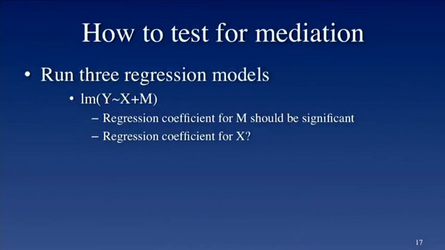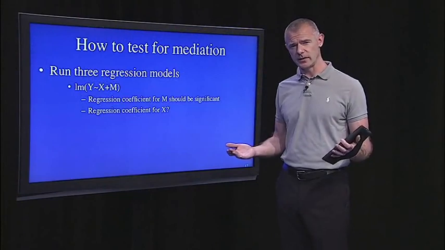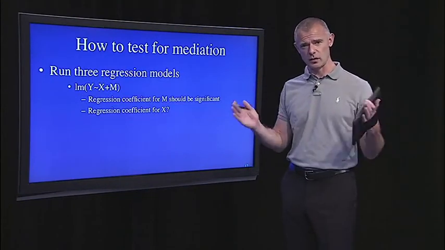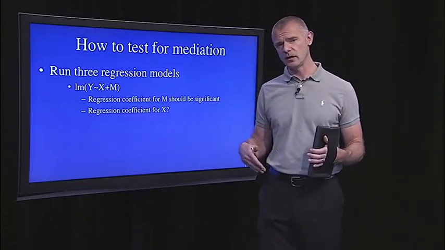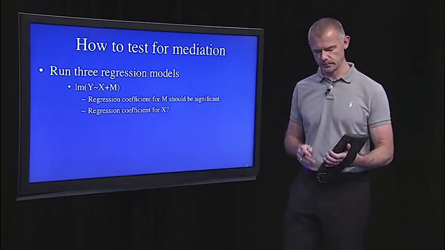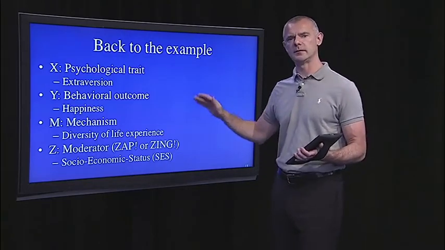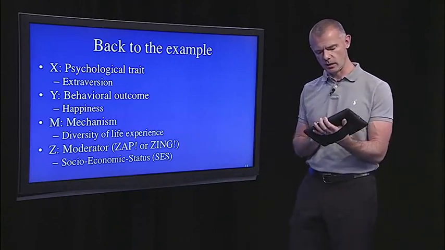It's sort of up in the air as to what's necessary for x. As I said, if x becomes non-significant as it approaches 0, that's evidence for full mediation. That means the direct effect of x has just gone away completely. But x might remain significant even in the face of a significant mediator, and that would be evidence for partial mediation. So let's get back to the example and see some numbers, see this in action, and let's make it more concrete.